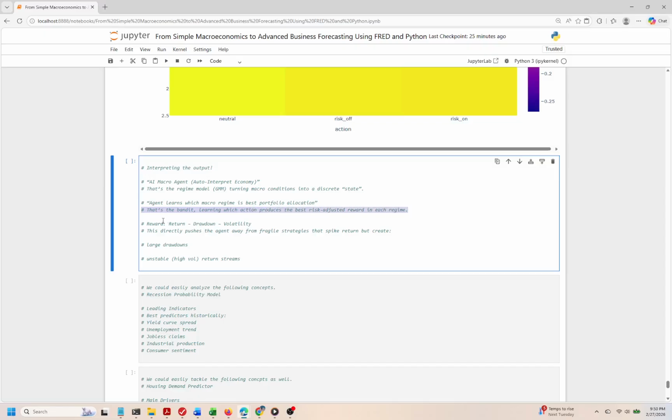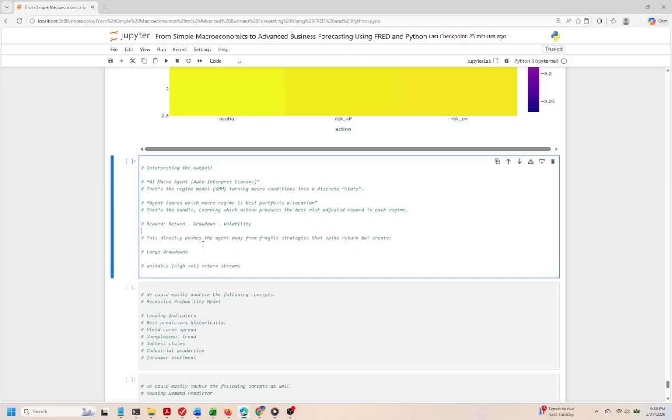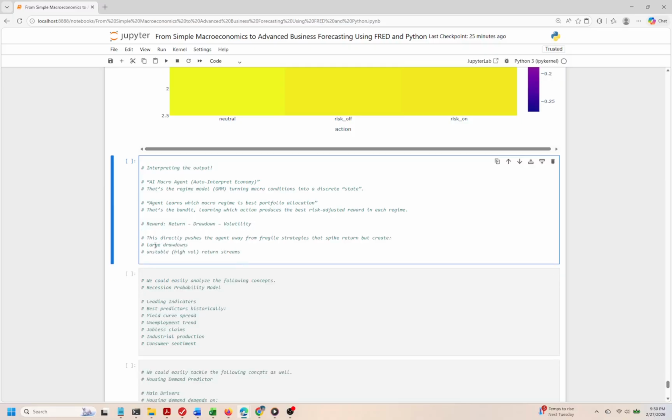The beauty of this approach lies in its adaptability. The agent isn't just following fixed rules, but is actively learning which actions lead to the best risk-adjusted returns across different states. The reward structure is quite interesting here. It consists of three critical components: the return, the drawdown, and volatility. Effectively, the agent aims to maximize returns while minimizing both drawdowns and volatility. This means that any strategy that might promise high returns but also carries the risk of significant losses or unpredictable performance will be discouraged. This design encourages the development of more robust, stable investment strategies, which is a key factor in successful portfolio management.